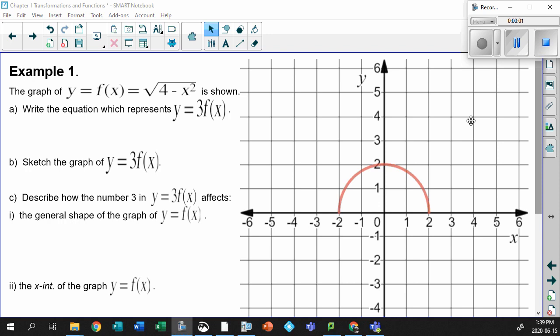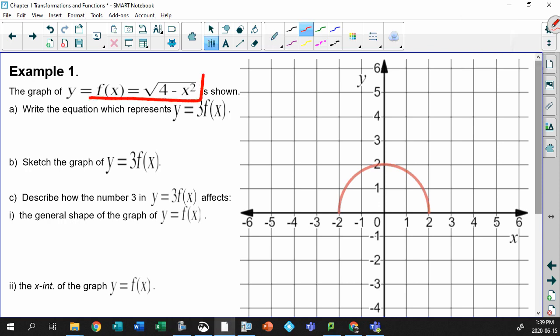Here's a great example for you. If you remember what this equation looks like, that's a semicircle with a radius of 2. So I went out and drew it for you down here. It's a semicircle with a radius of 2. Of course, we're at the origin right here. There's our radius of 2 going that way, radius of 2 going that way, radius of 2 going that way.